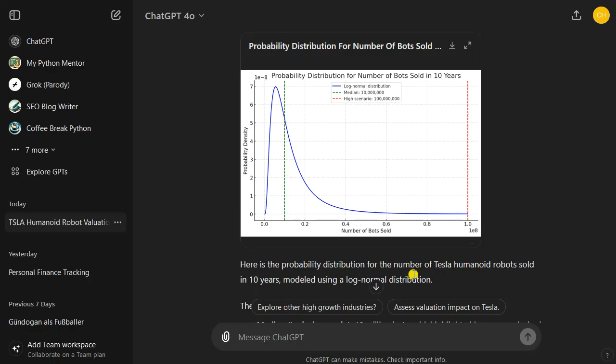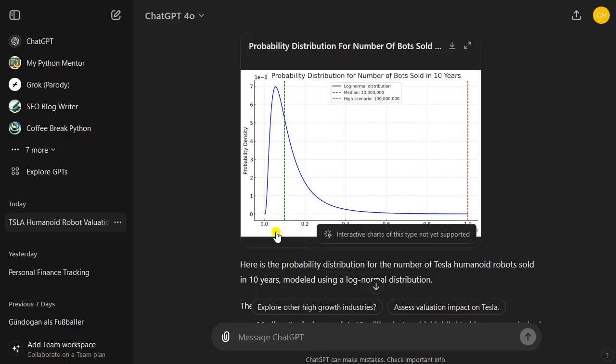Okay, so the highest probability outcome is that in 10 years, under this assumption, we will produce 1.8 million bots. But then there's also the high scenario here in red, this red line, that we will actually produce 100 million bots. But of course, the probability is really low. So it's this long tail distribution. And the probability that we will produce 0 bots is also very low, right? Why? Because we are already producing bots.